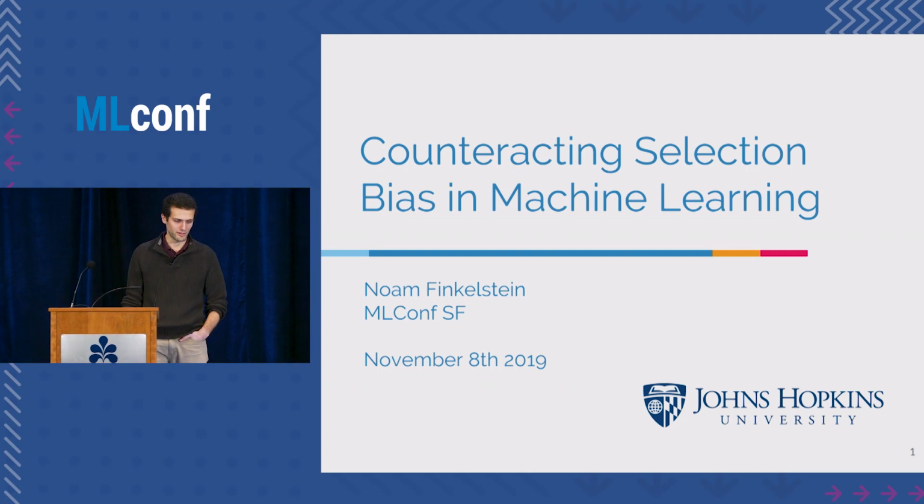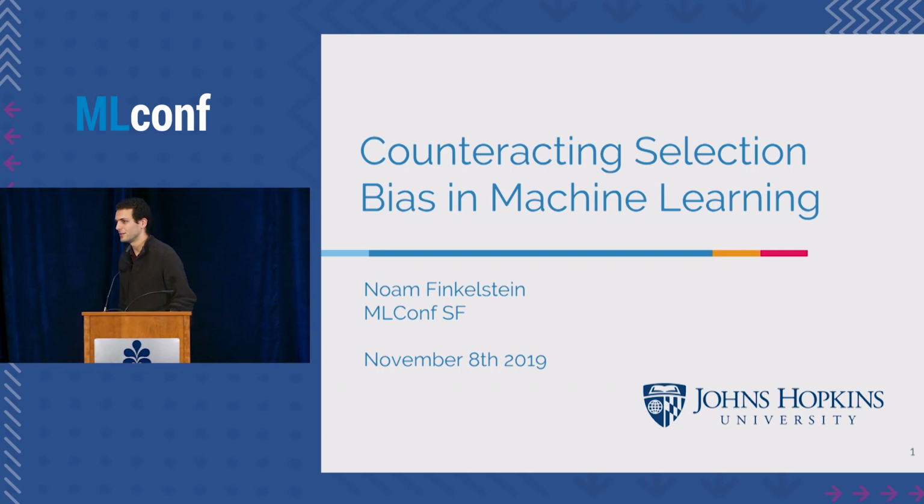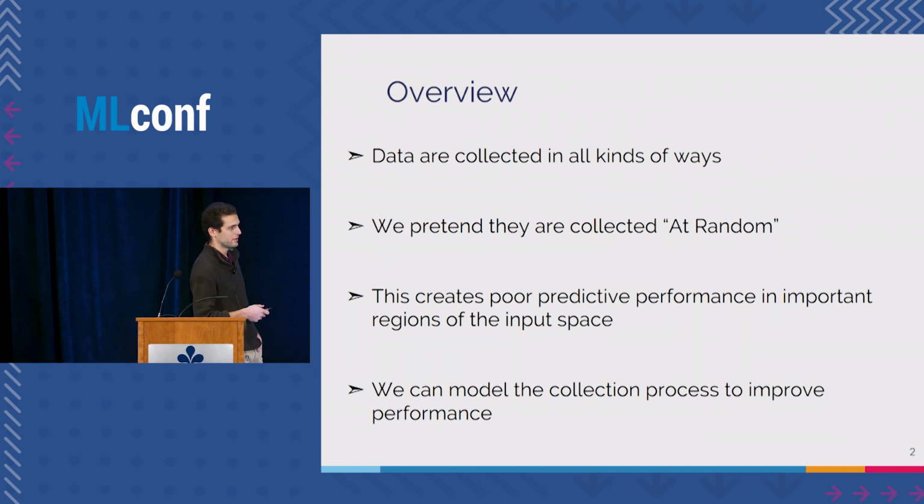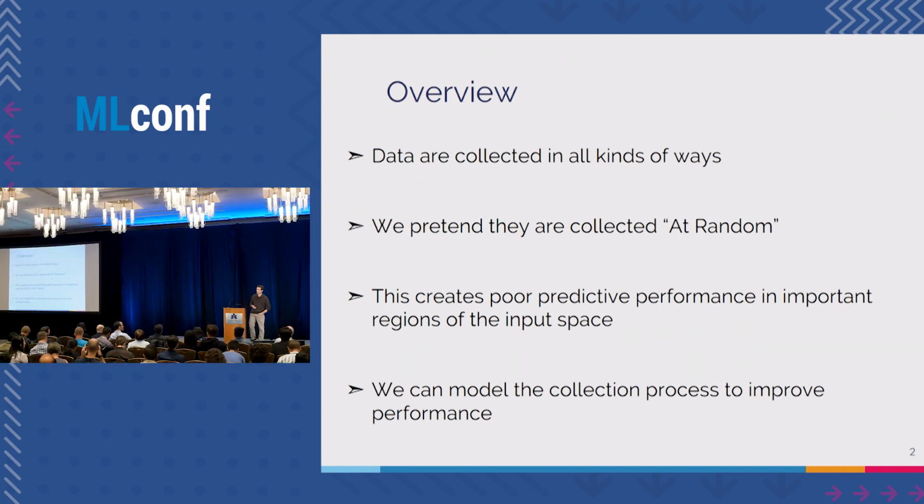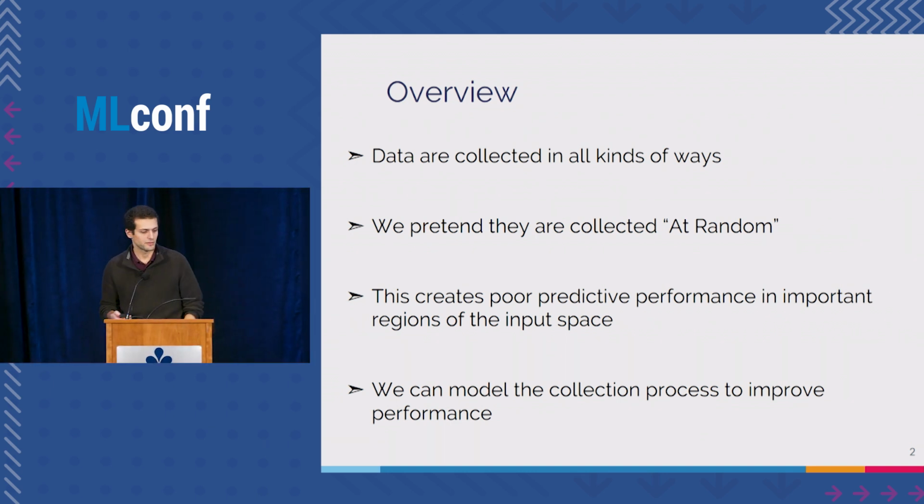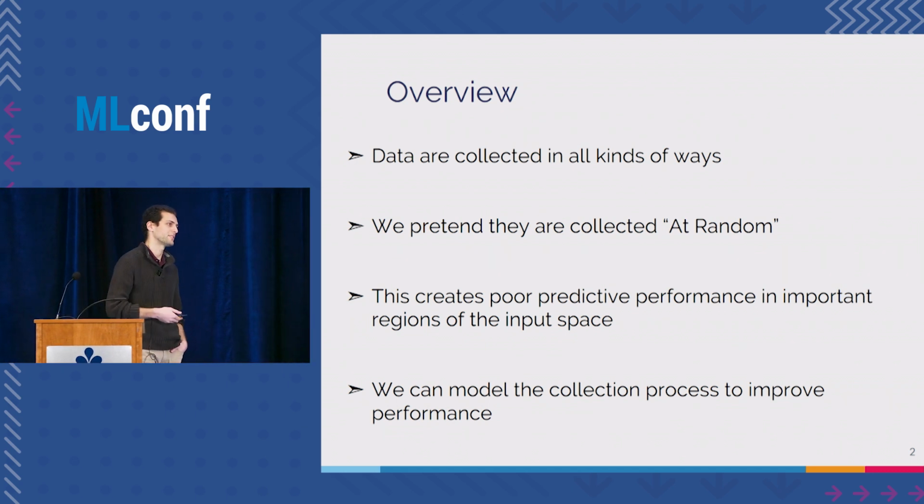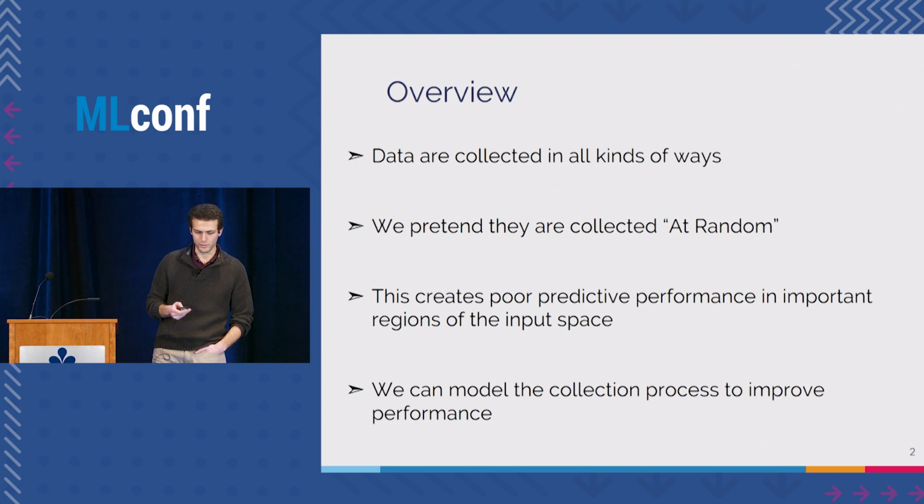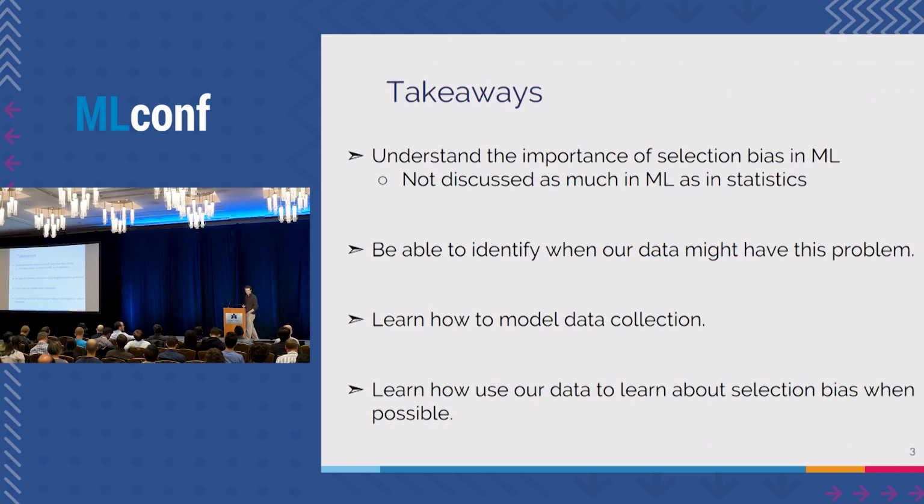So I'm going to be talking about counteracting selection bias in machine learning. The data that we use in machine learning are collected in all kinds of ways, and we usually pretend they're collected at random, without selection bias. This can cause us problems, and I'll show how that might come to pass. And then I'll suggest a few ways that we could model the data collection process instead of assuming that it's at random to overcome some of those problems.